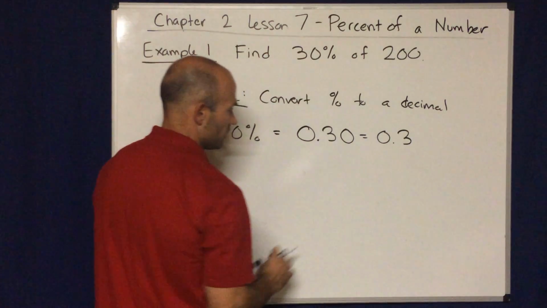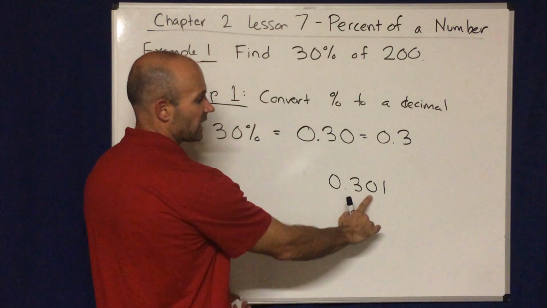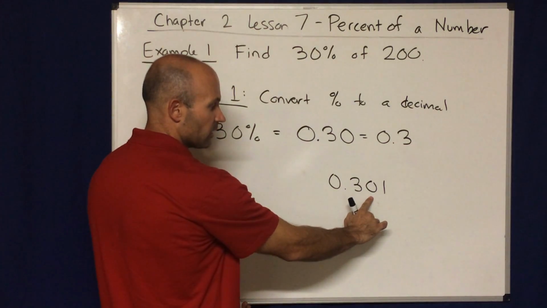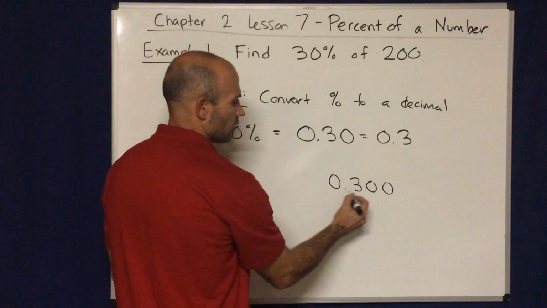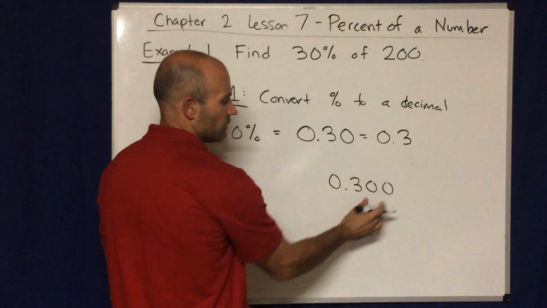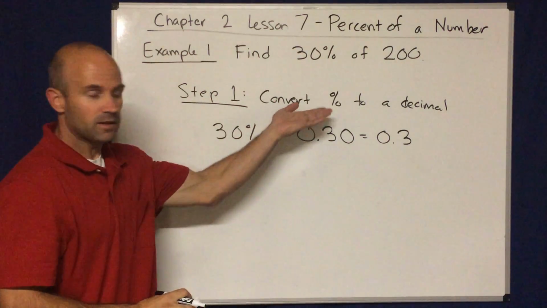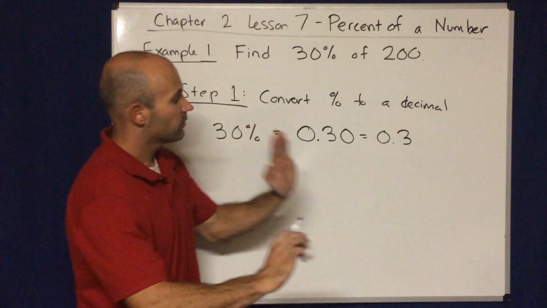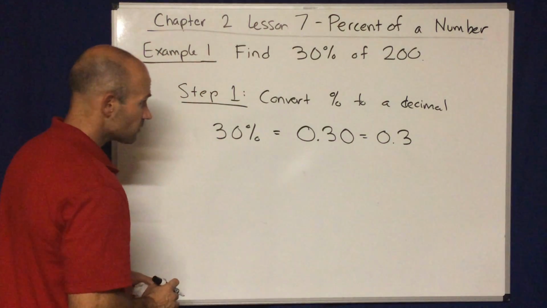Maybe one more example would be useful. If I see 0.10, I could not drop that 0. If I did, that would change the value of the number, and it's because there's a 1 there. So it'd really have to be 2 zeros, say, if I wanted to remove those zeros. All right, so you have to be real careful converting percents to decimals. So I convert my percent to a decimal. To make life easier for the next step, I'll go ahead and remove any zeros I don't really need.